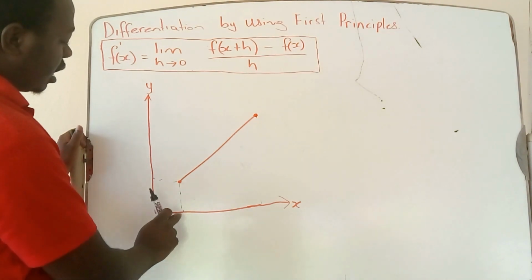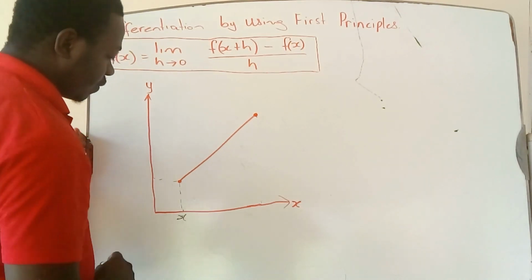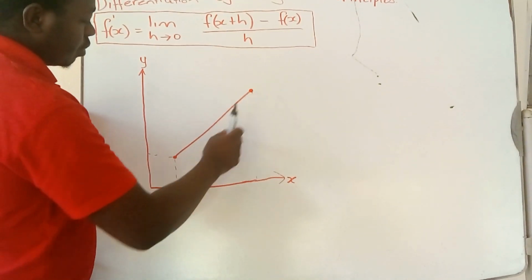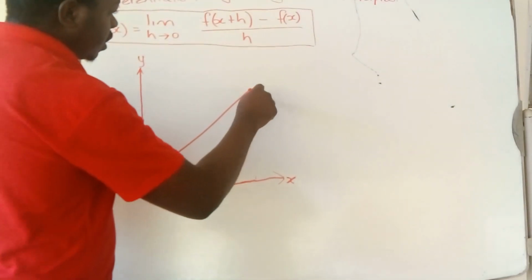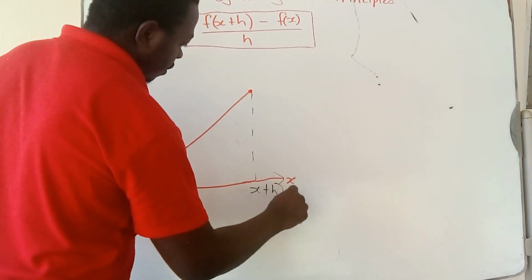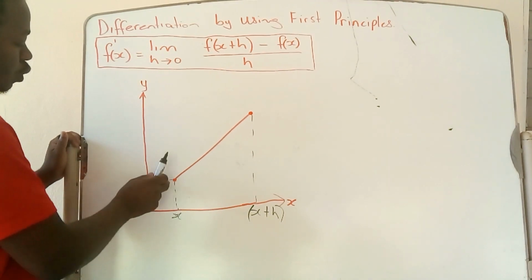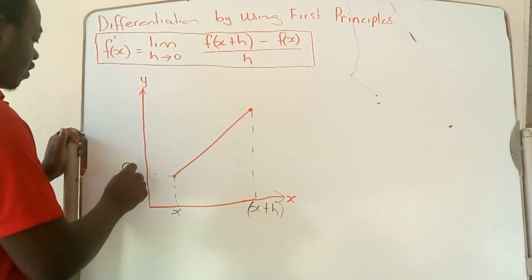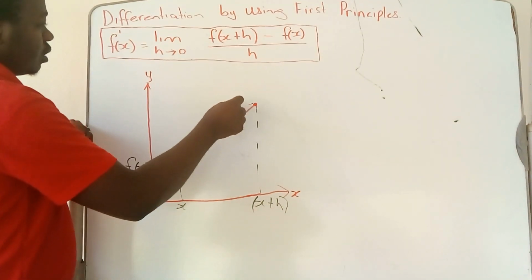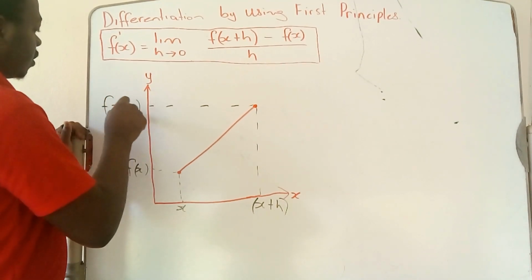Now what would be the x coordinate here? Let's call the coordinate here x, right? And let's say that the distance from this point to this point is h. So that means the coordinate of this point here would be x plus h, right? What do you think the corresponding y value would be? This is just f of x, right? You know, y and f of x are interchangeable. That means the corresponding y value for this point would be f of x plus h, right?